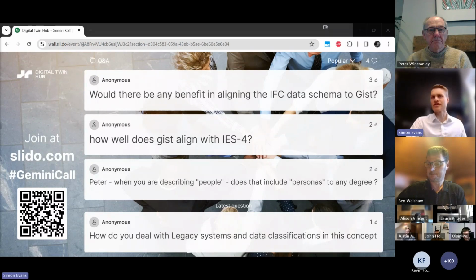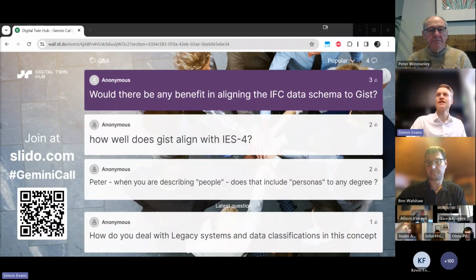Peter, I've got probably 3 questions here I'm going to ask you in a sequence, together as one question. Would there be a benefit of aligning with the IFC data scheme? Does this align with IES4?